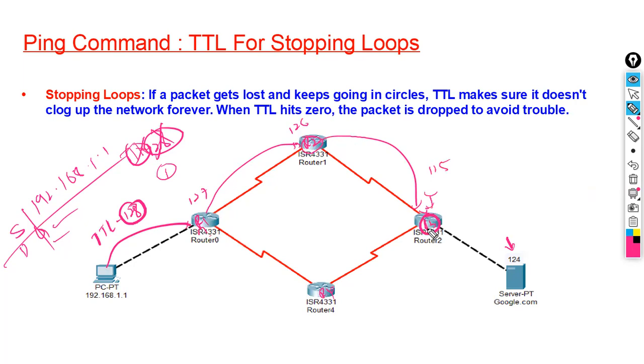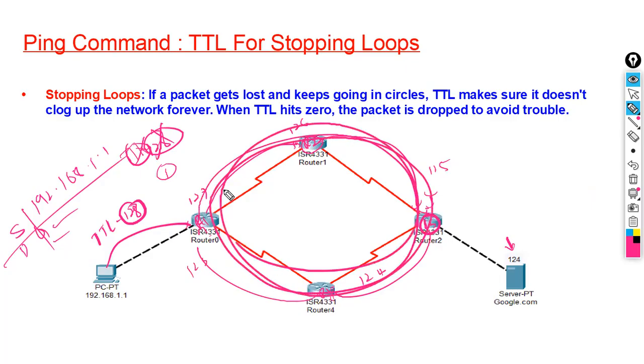Again, the network is having some issues. Due to that, it is sending the packet to R4 instead of sending the packet to the destination. The TTL value gets decremented by 1 and it is 124. Then 123. And again, it has formed the loop.